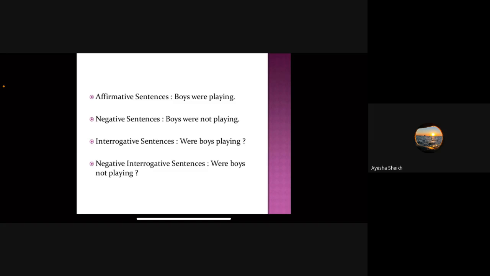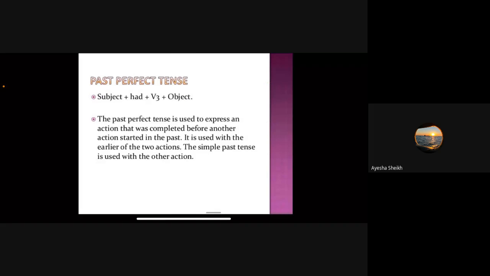You were writing, wrong. Were you writing? Were boys playing? Were you there yesterday? That is correct. If I ask someone who is present today but was absent the previous day, "You were absent yesterday." That is incorrect. "Were you absent yesterday?" That is the correct way of asking. So, were boys not playing? That is a negative interrogative, past perfect.